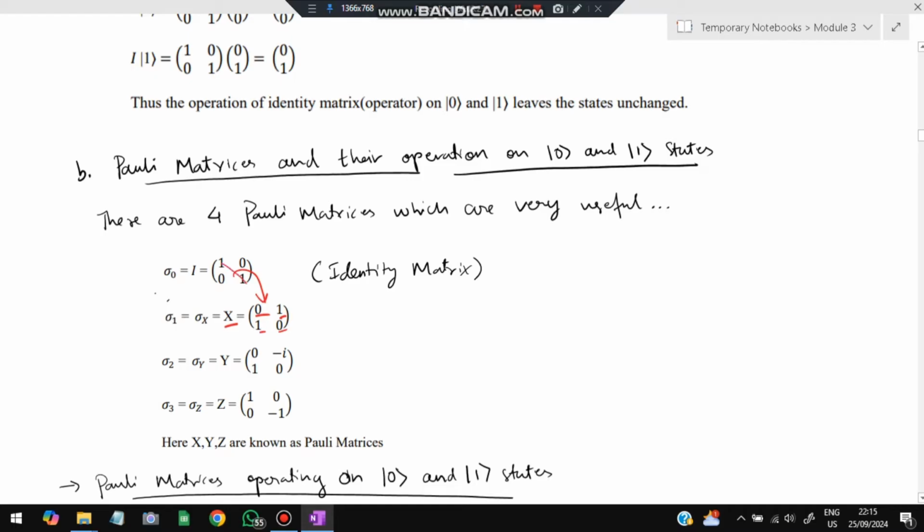Okay, here we have 1 1 0 0, here we have 0 0 then 1 1. And the Y matrix is 0 0, 1 is same here, but here it will be minus i. And this one is similar to the first one, the identity matrix, except that the last one will be minus 1 here. So these four matrices will be doing the operation on 0 and 1. Okay, so let's have a look how it goes.